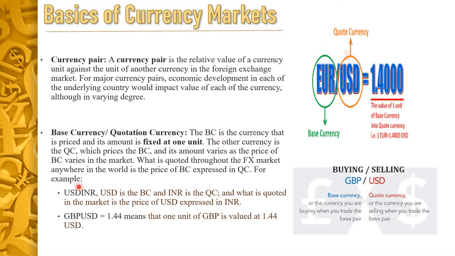Okay, for example, in this currency pair, the currency first quoted is the base currency. So USD is the base currency and INR is the quote currency. And what is quoted in the market is the price of USD in terms of INR. In GBP USD, GBP is my base currency and USD is my quotation currency. And this would be read as 1 GBP equals 1.44 USD, meaning that 1 unit of GBP is valued at 1.44 USD.